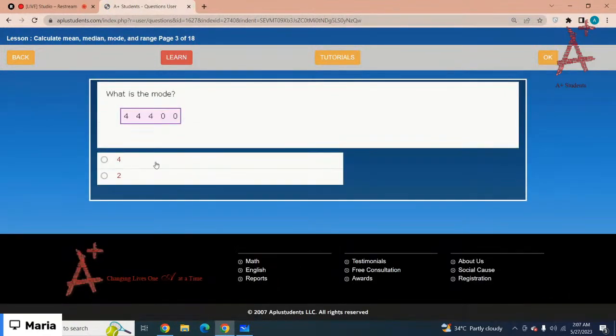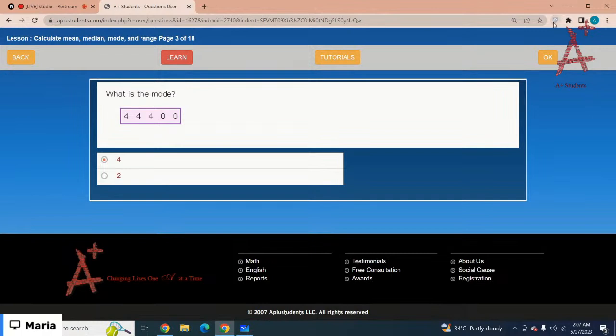Okay, what is the mode? So mode is the number that appears the most in the data. Got it? So you have just two numbers here in the data, 4 and 0. So which number appears most of the time? You can see 4 appears 3 times and 0 appears 2 times. So 4 appears most of the time. So the mode of the value is 4.